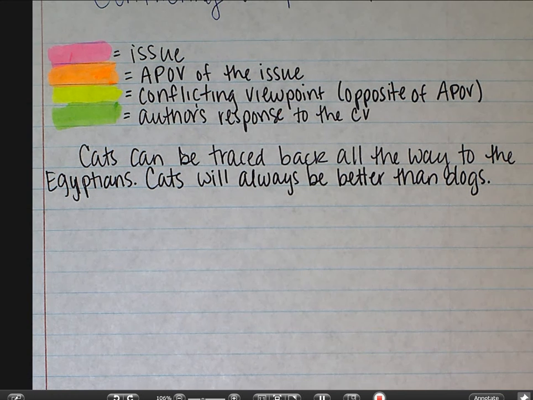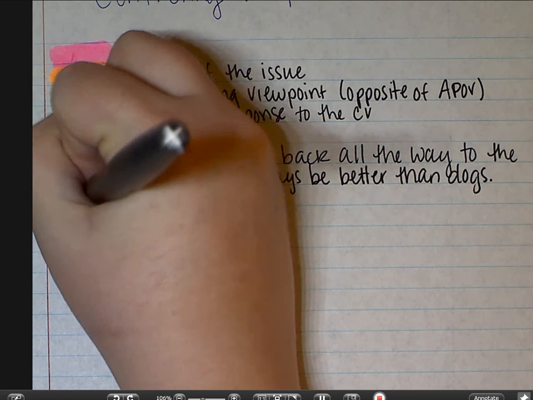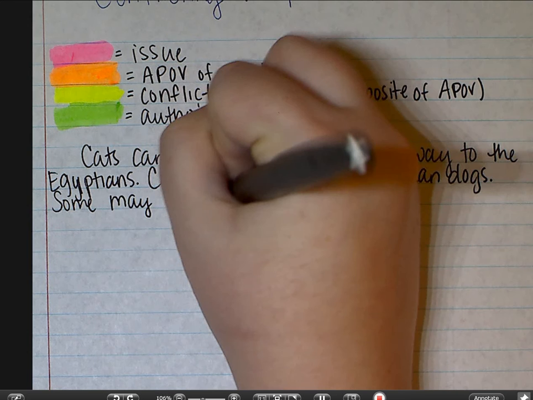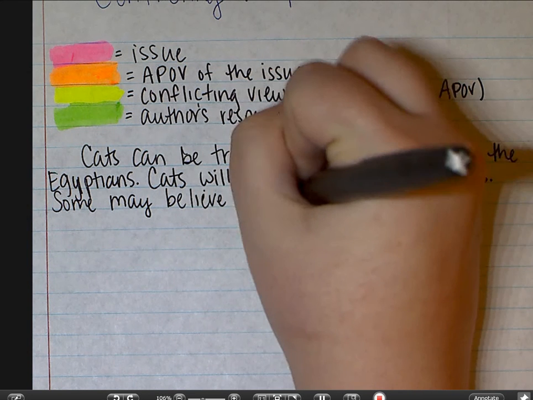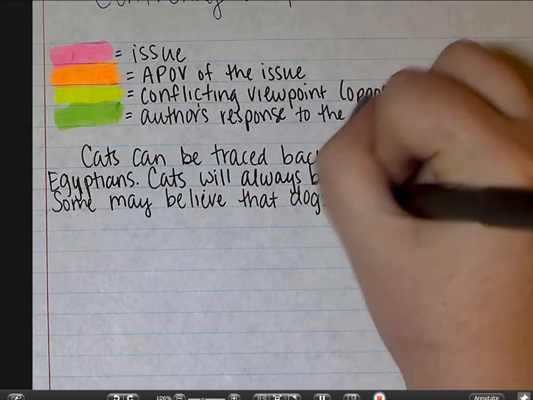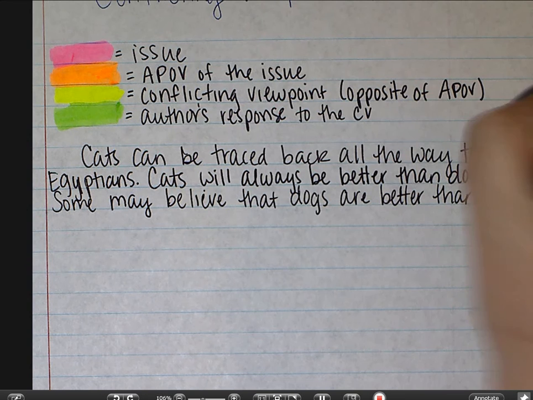One more sentence. Some may believe that dogs are better than cats.